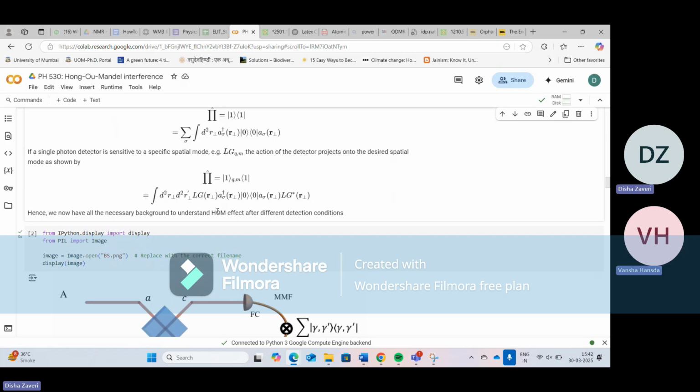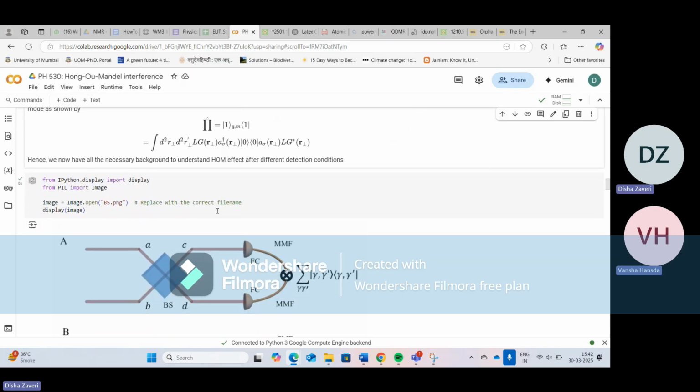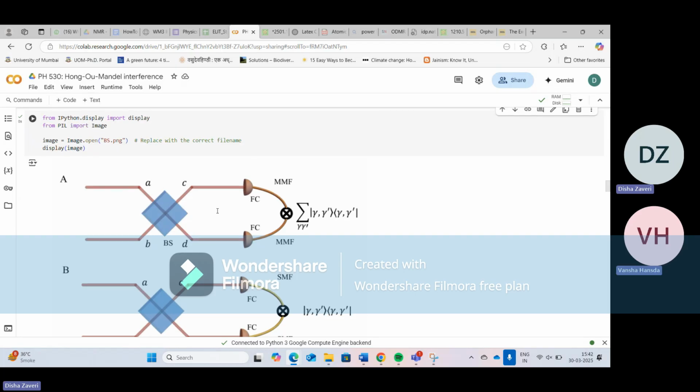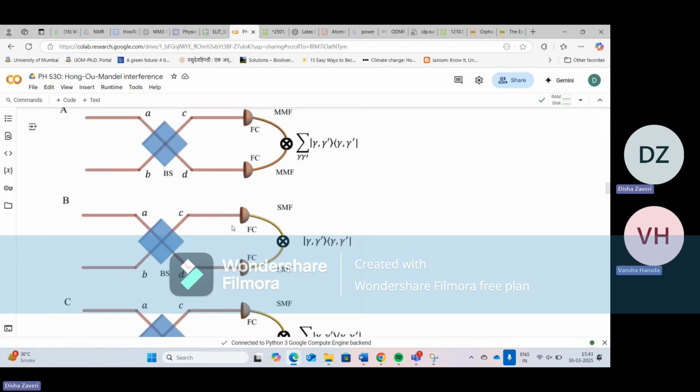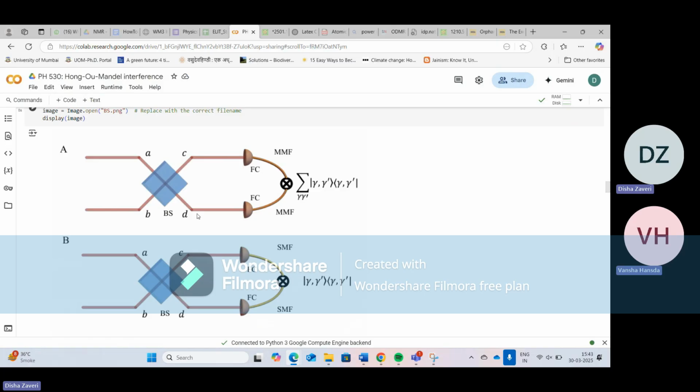So now basically we have all the necessary background to understand how these HOM effects occur, and to understand how this HOM effect will occur after different detection conditions, and this is what Swati is going to be explaining. So, just to show a diagram of how an experimental setup could look like, over here we have a beam splitter.